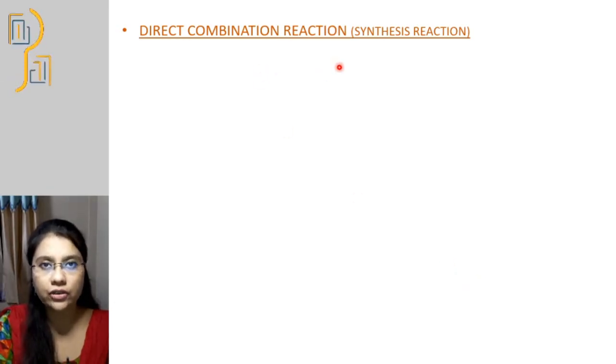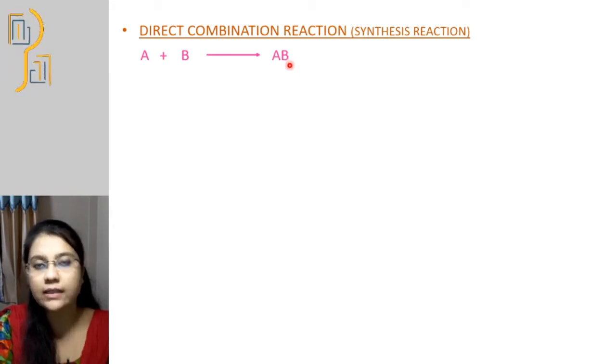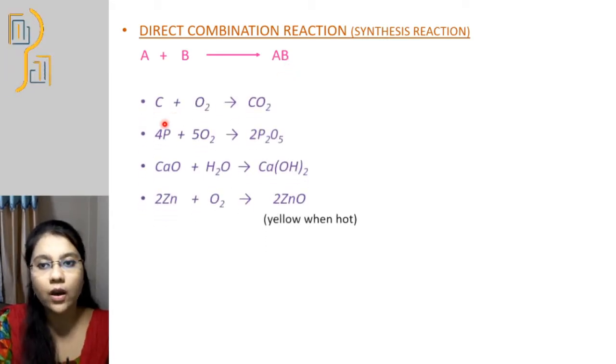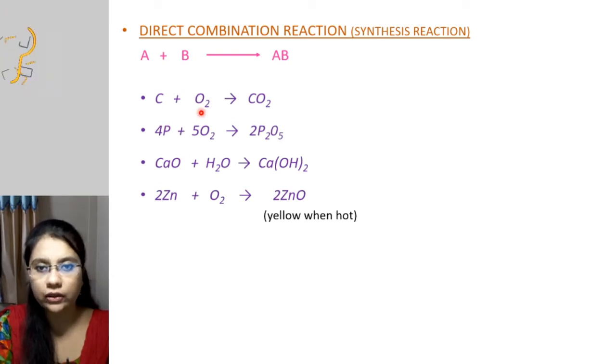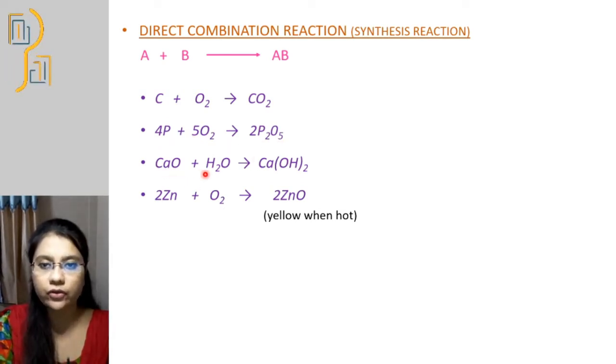So the first one is direct combination reaction or synthesis reaction, which is represented by A plus B gives AB. Let's take some examples to understand this clearly. When carbon reacts with oxygen, it forms carbon dioxide. When phosphorus reacts with oxygen, it forms phosphorus pentoxide. When calcium oxide reacts with water, it forms calcium hydroxide. And when zinc reacts with oxygen, it forms zinc oxide.